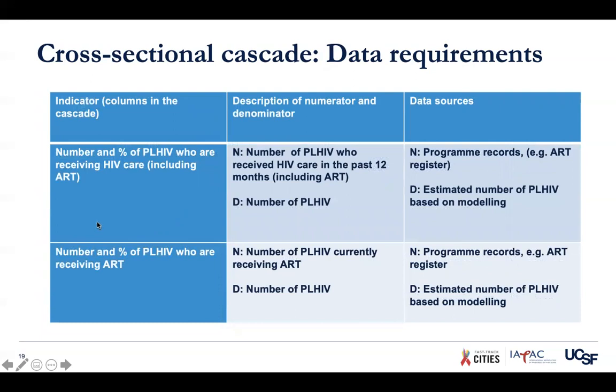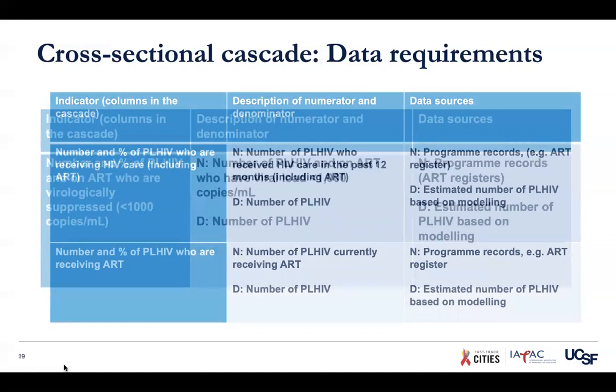Some additional requirements, if we're looking at the number who are receiving care: the number who've received care in the past 12 months, which is a known kind of cutoff, divided by the number of people living with HIV. The sources for this are program records, for instance, an ART registry. And then the number and percentage of people living with HIV who are receiving ART. We can get that from program records like an ART register as well.